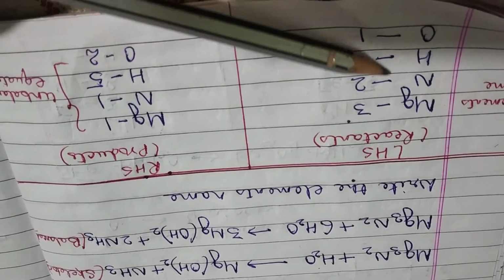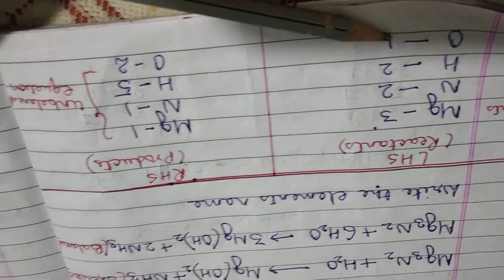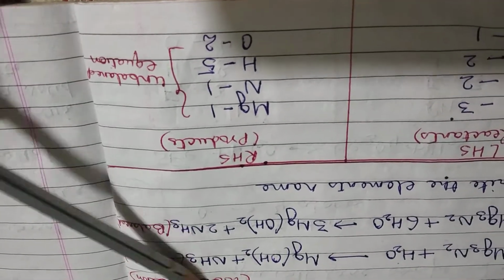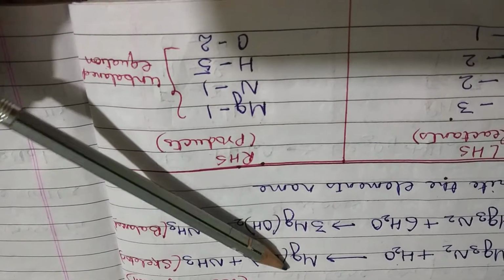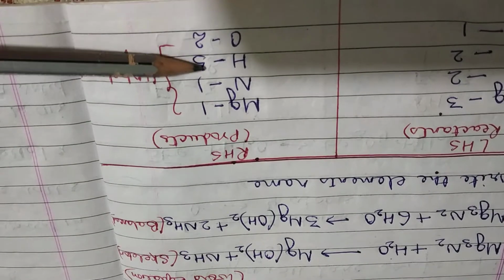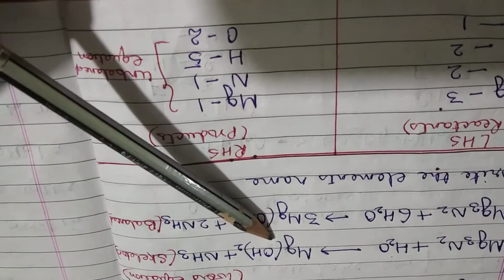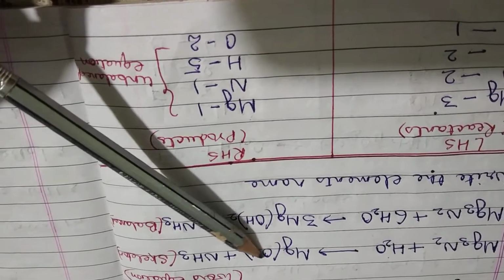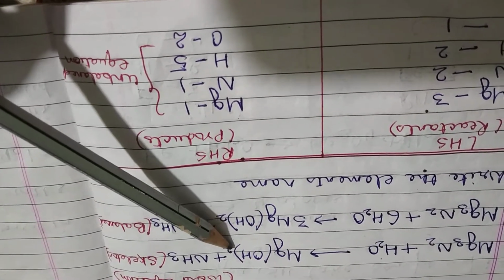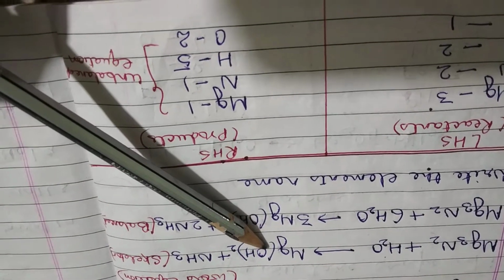This is the number of atoms present on your left hand side, that is your reactants. Now comes the right hand side, that is your products. Now see here, magnesium is 1 here, nitrogen 1 here, hydrogen 5 here. Why is hydrogen 5 here? Because you see here students, in magnesium hydroxide a 2 is written in the bracket. It means this 2 is for the hydrogen also and this 2 is for the oxygen also.